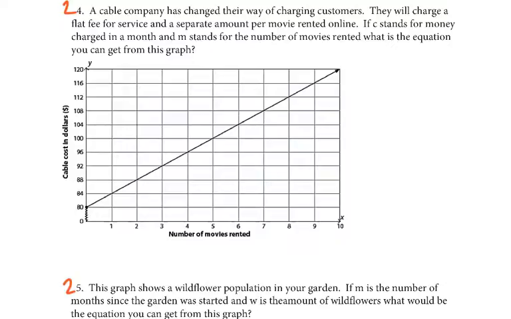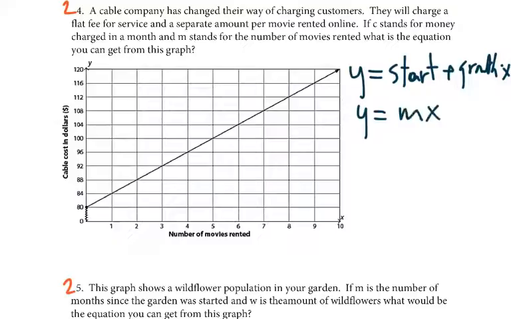So for our equation, remember, obviously we can see it's linear because it's a straight line. We're going to have y equals our start number, also called our y-intercept, plus our growth times x. In other words, y equals mx plus b. We just rewrote it as b plus mx, right? So our y-intercept and our slope.